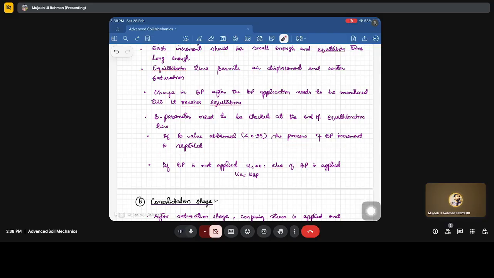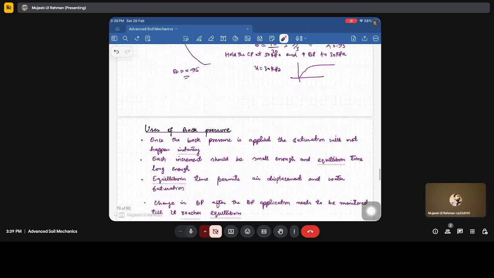As I told you, there are two ways of doing this saturation. Either we can do the incremental method, or, if we know the sample will get saturated at 200 kPa or 300 kPa, we can give it directly and keep it for 1 or 2 days. In the incremental method, you tell the system to do it incrementally, do B checks, and increase the back pressure if the B value is less than 0.95, increasing the cell pressure for checking the B values. If back pressure is not applied, the pore water pressure after the consolidation stage is 0, else it is equivalent to the back pressure.